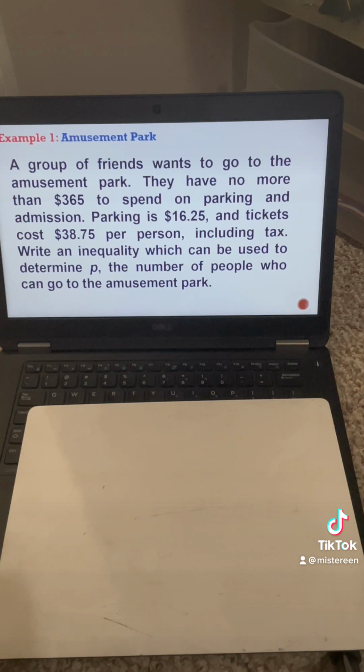So you have this first problem. We have a group of friends who want to go to the amusement park. They have no more than $365 to spend on parking and admission. Parking is $16.25 and tickets cost $38.75 per person, including the tax. Write an inequality which can be used to determine the P, the number of people who can go to the amusement park.